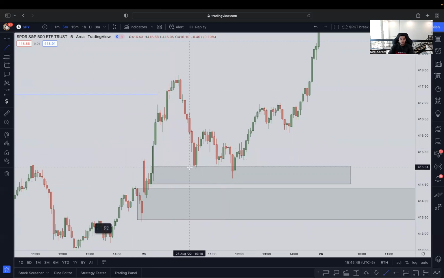First let's mark off these lows. Boom, we got that there. Price took that out. And we also have this low down here. We just want to keep it in mind.